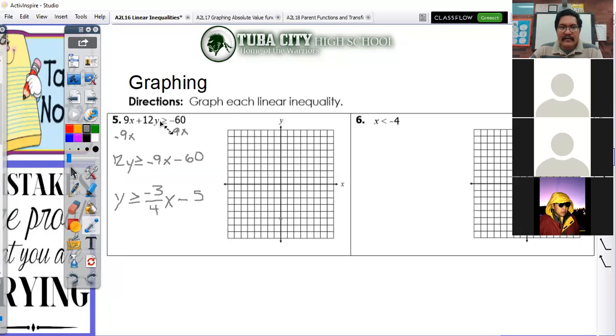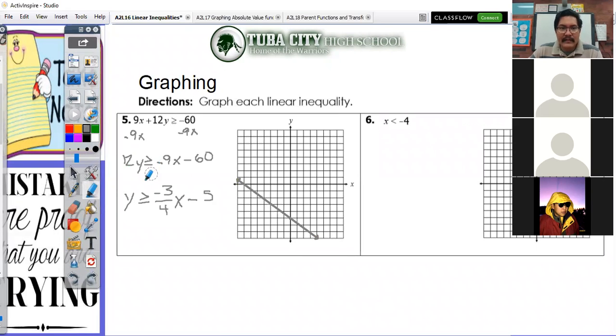And let's see, we are going to need a solid line because this one has the or equal to. And our line has a negative slope, so that means it's going to be going down from left to right. So down 3 over 4. So it looks like right about there. There we go. Now we have to find out which side to shade.